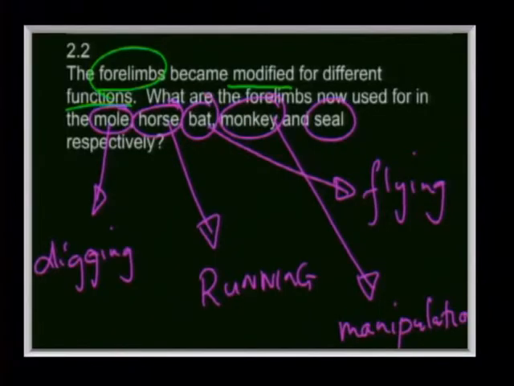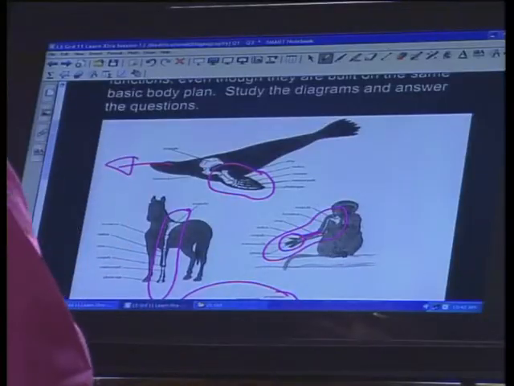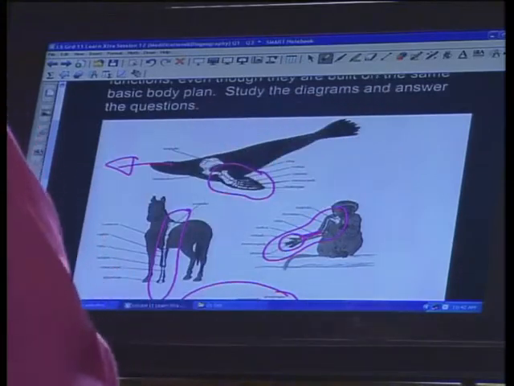Last but not least, we have the seal, and there of course we have swimming. You can see what has happened there is it has created a larger surface area, and by creating a larger surface area it offers more resistance when moving in the water, which of course makes the propulsion of the seal, in other words, its moving forward, much easier.